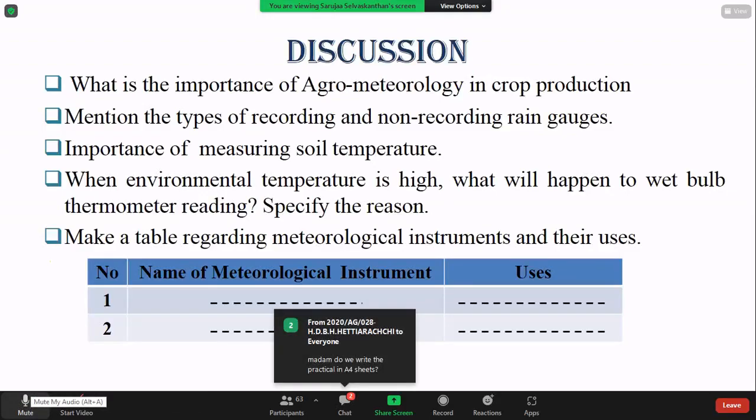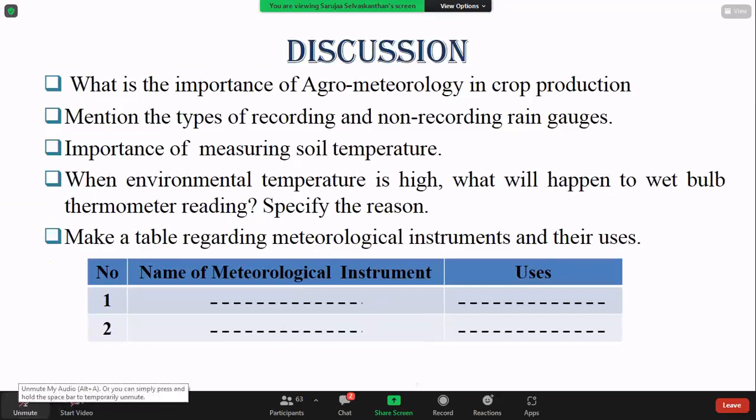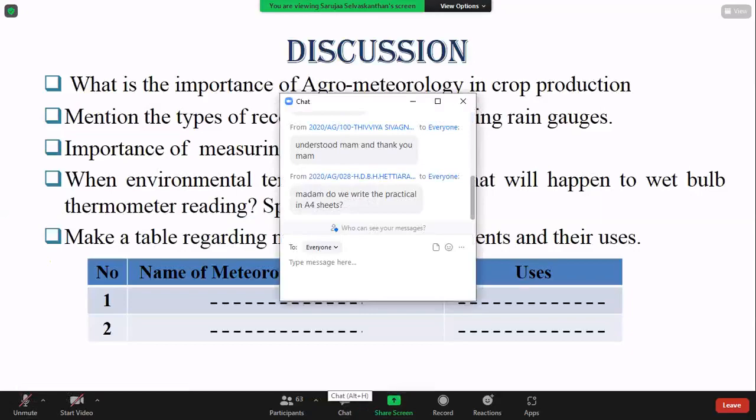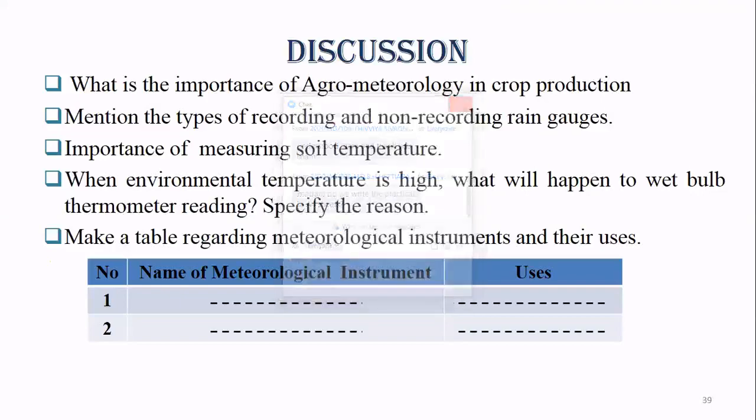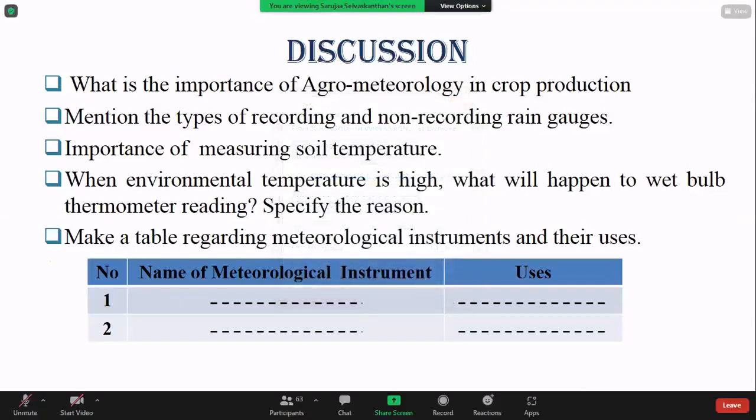You can leave. Which one? Wait, ma'am. Do you want to write? No, the person who asked. For the representative. Who is the representative of this batch? Group 1. Excuse me, ma'am.